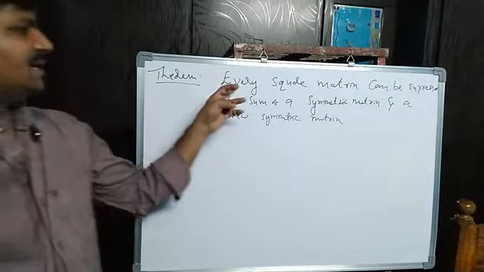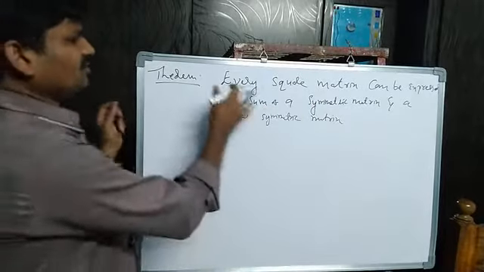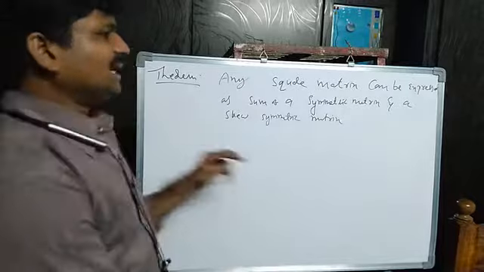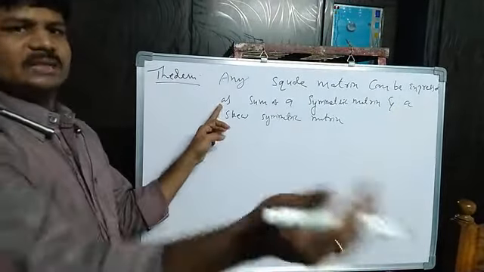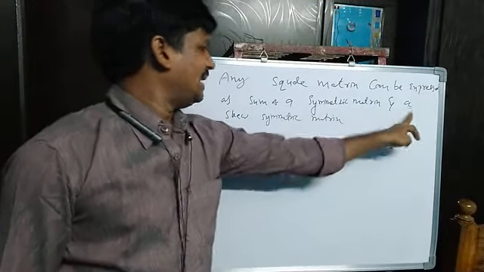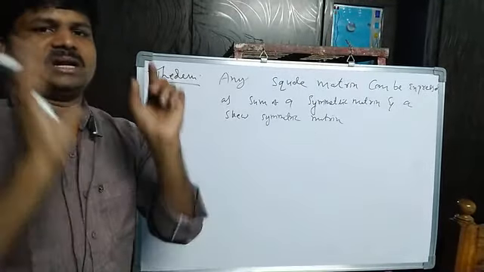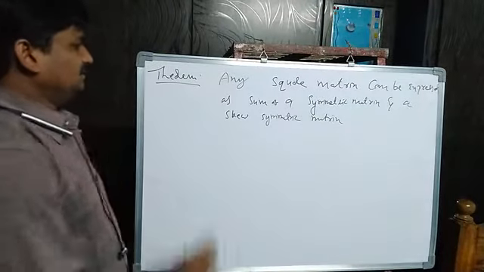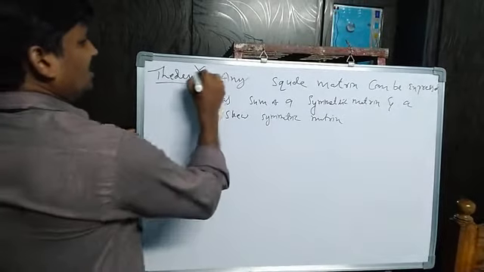Every square matrix or any square matrix can be expressed as, if any square matrix, how are we expressing it? As the sum of a symmetric matrix and a skew symmetric matrix. So it is the theorem. Now we have to prove this theorem. Okay, important. It is very, very important.